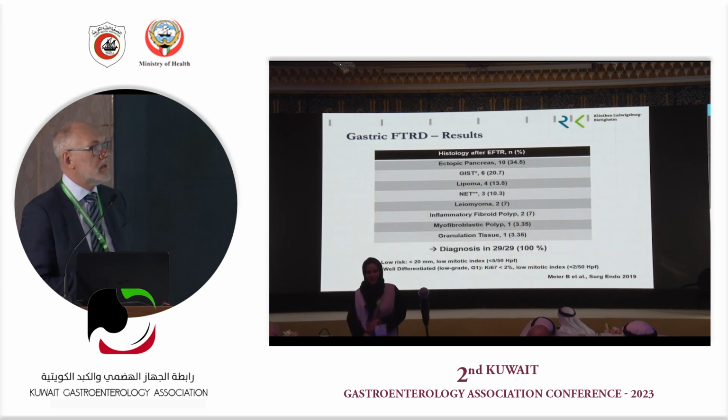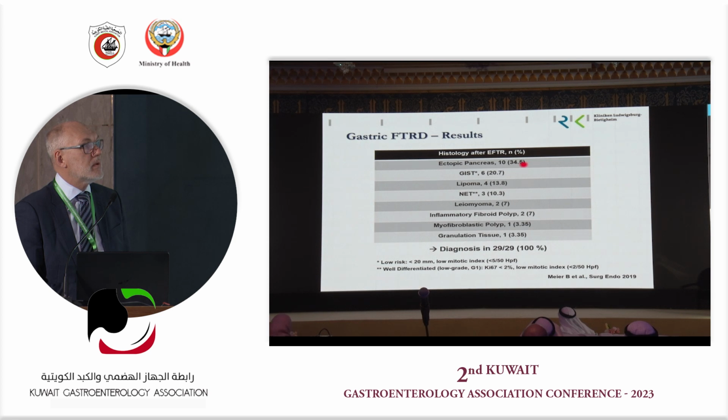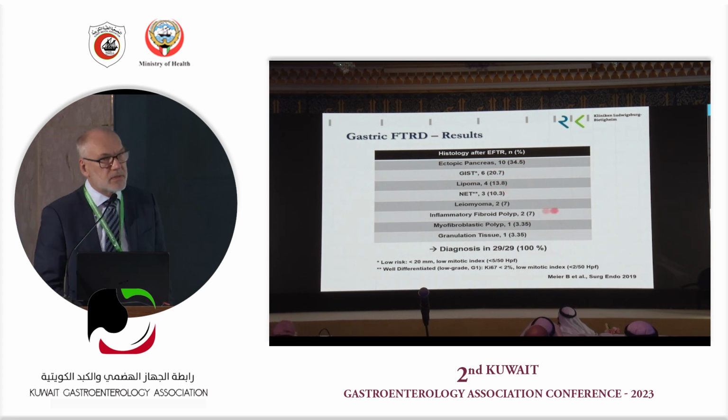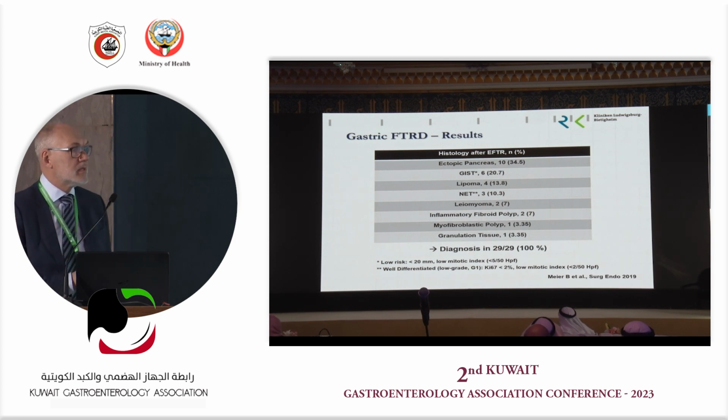But the problem with it is that you never know what's in it. You have ectopic pancreas in 34.5%, you have GISTs only 20%, and NETs only 10%. So only 30% of the lesions you resected actually would have needed to be resected. But you have in 100% the diagnosis.